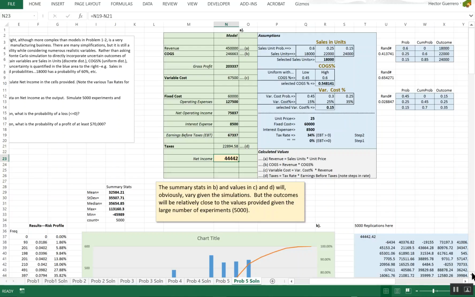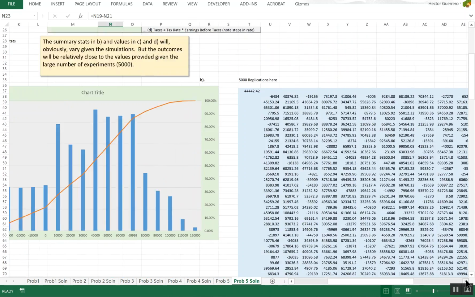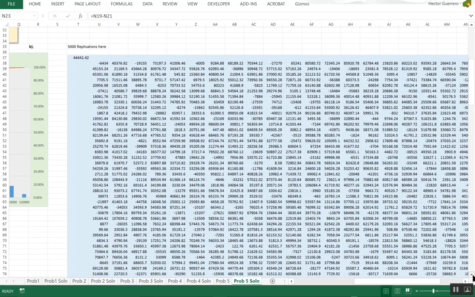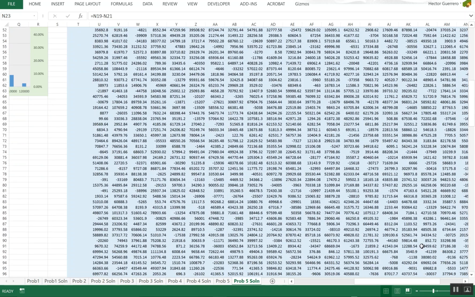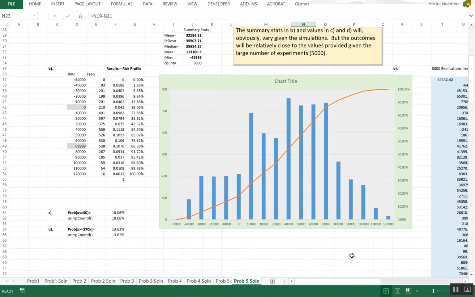We can see that table of values here. There are 5,000. Take my word for it. There are many values, and then from that we're going to create a frequency distribution or a risk profile. I calculate my summary statistics. Prob 5 dat is the area of all those 5,000 replicated experiments, the sample values.